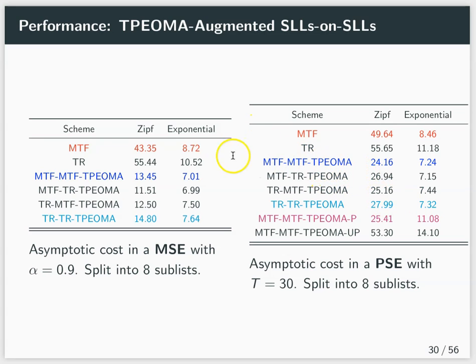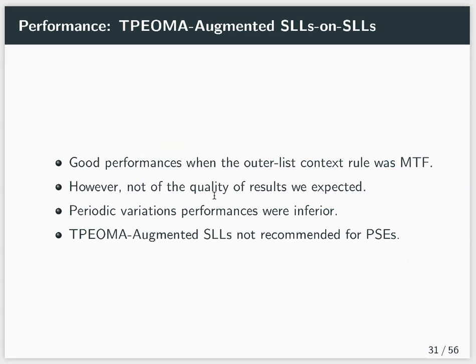But generally speaking, our results give a good performance, especially when the outer list context was the MTF. So you see for the ZIF distribution, the MTF was 43.35, but the MTF TPEOMA was 13.45. And we see the same superior performances across the board for the Markovian switching environment. However, for periodic variations, the performances were inferior. So we do not recommend a transitivity pursuit augmentation to the hierarchical schemes when we are working with periodic environments.